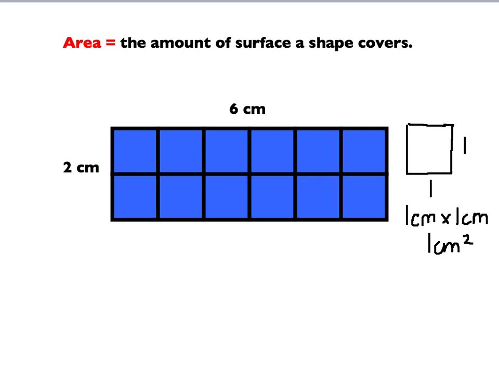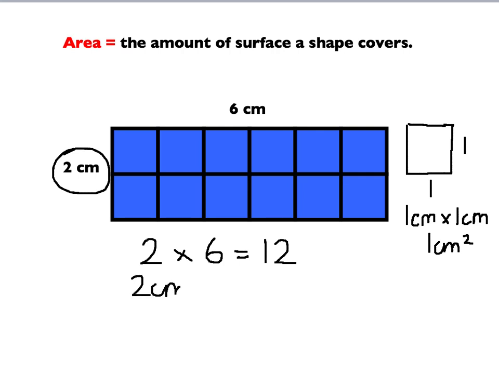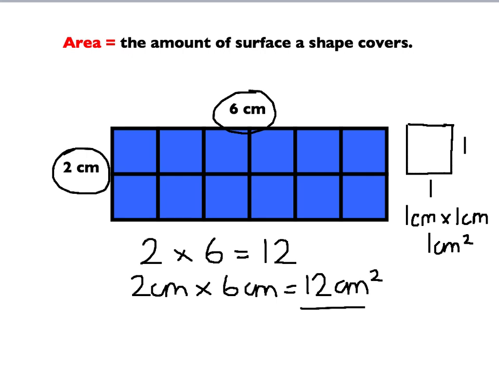Alternatively, I can look at the rows and columns within the shape, and I can see that there are 2 rows of 6 squares, and I can write this as a multiplication problem. So 2 times 6 equals 12. We can also do this looking at the measurements. 2 centimetres times 6 centimetres equals 12 centimetres squared. So the area of this oblong is 12 centimetres squared.